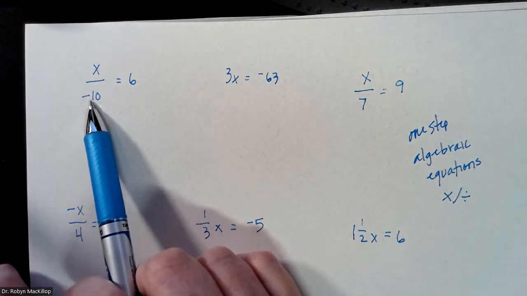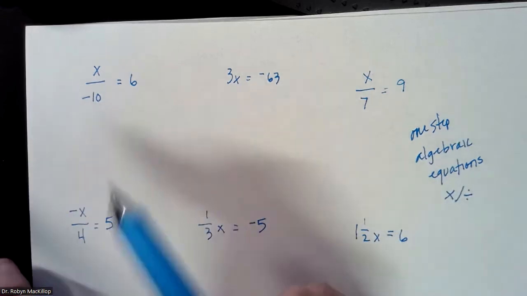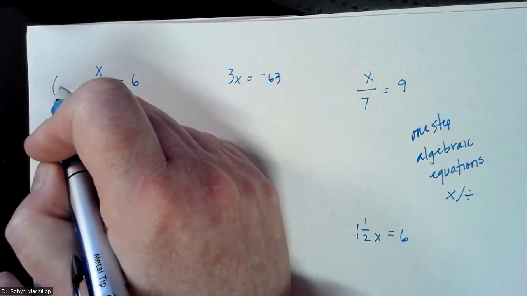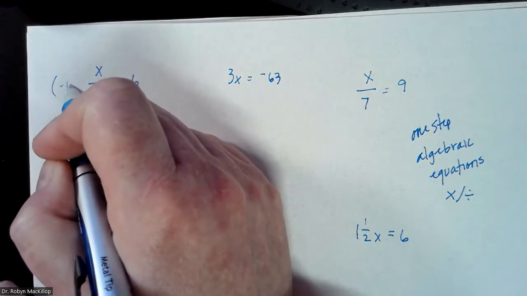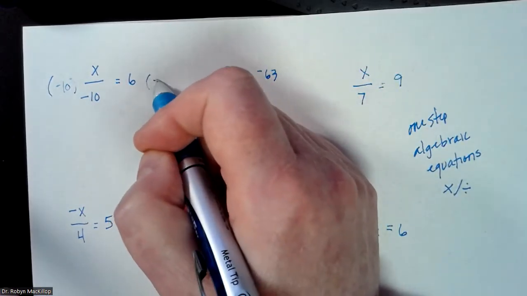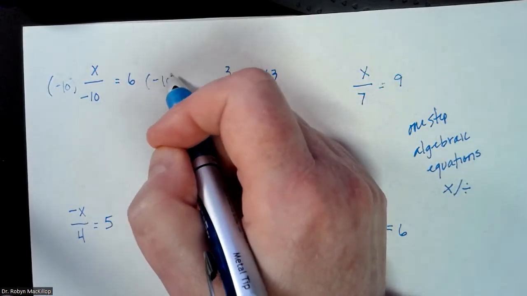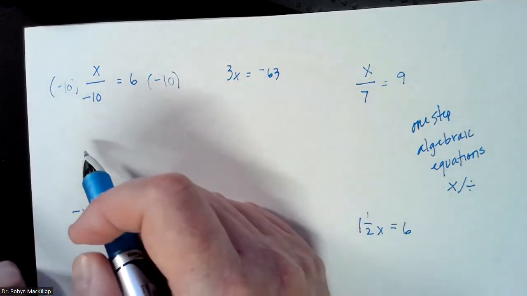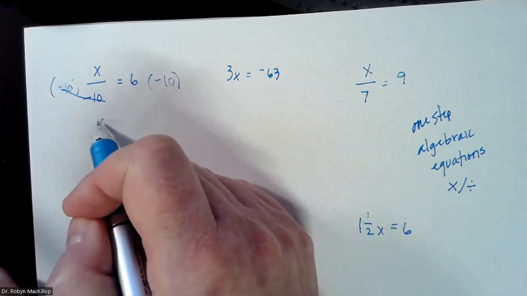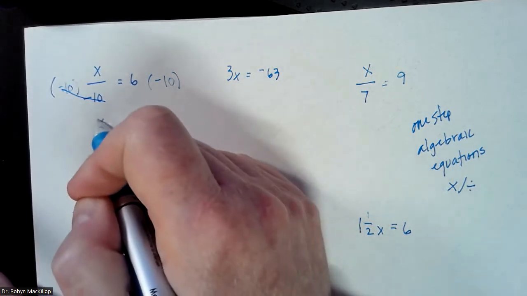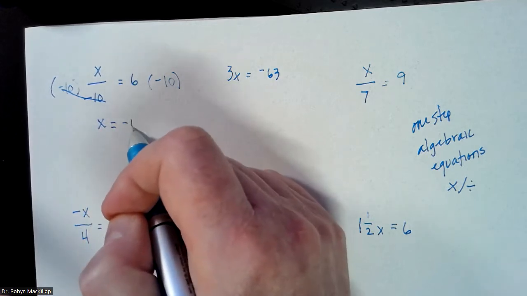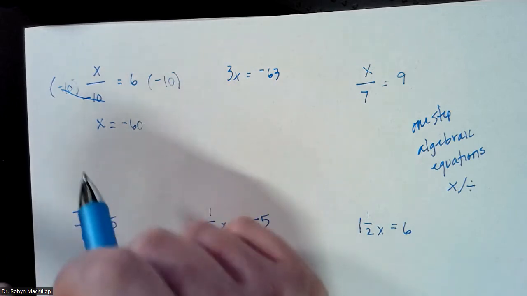That's this 10. And because this is a division problem, we are going to use multiplication to get rid of that denominator. So we're going to multiply that side by 10, and we're going to multiply this side by negative 10. This cancels. These are gone. Leaves us with x. And 6 times negative 10 is negative 60.